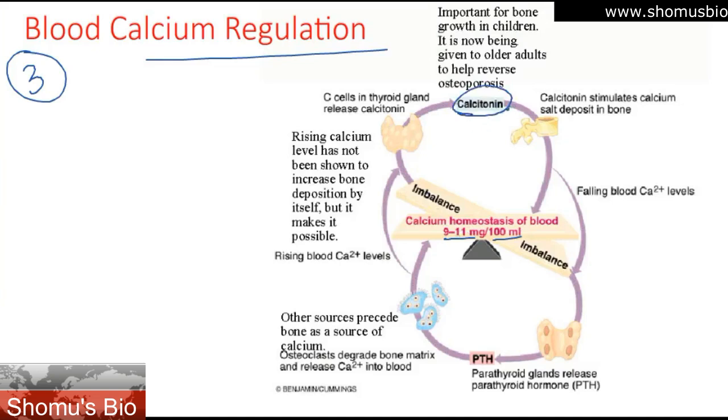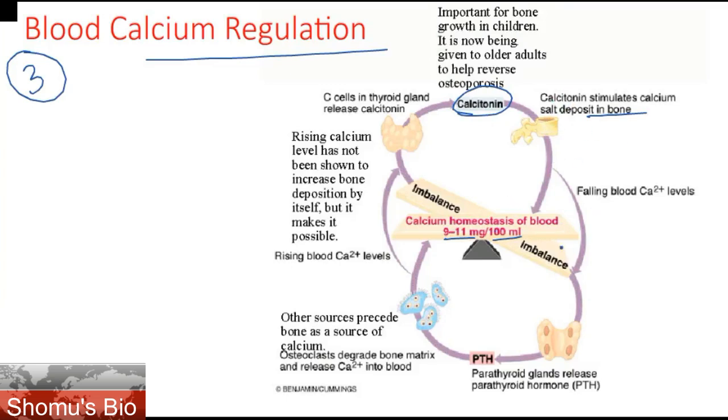Calcitonin stimulates calcium salt deposits into the bone, because blood calcium is always required for certain functions, but if we have excess calcium in the blood, our body will try to store it in a medium, and that storing is always done inside the bone, because the bone is a huge reservoir of calcium. So calcitonin will cause the deposit of calcium in the bone. That causes the blood calcium to be balanced.